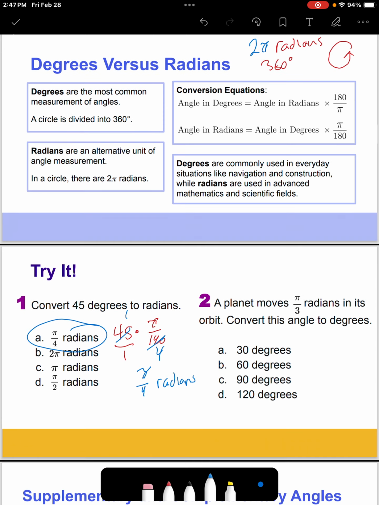Now let's convert pi over 3 radians to degrees. So this time we'll use angle in degrees equals radians times 180 over pi, so it would be pi over 3 times 180 over pi. Now notice this time your pi's cancel. 3 goes into 180 60 times, so that would be 60 degrees.